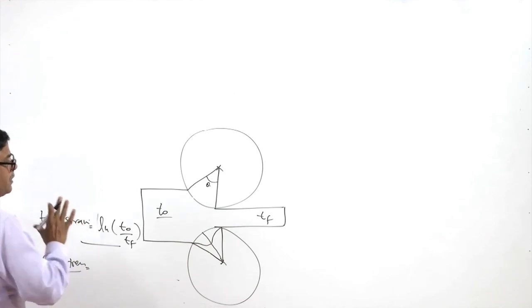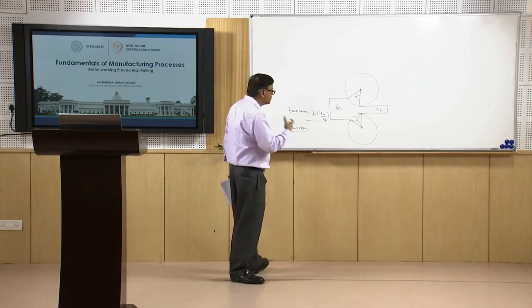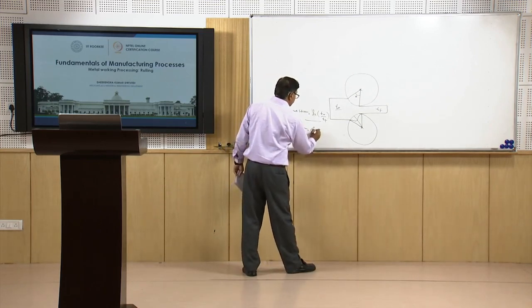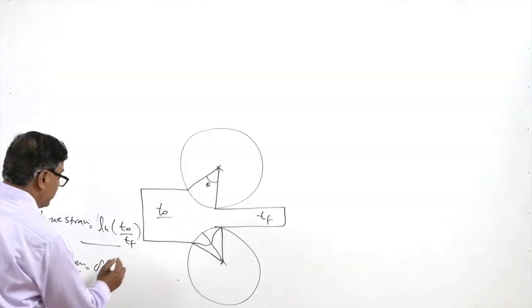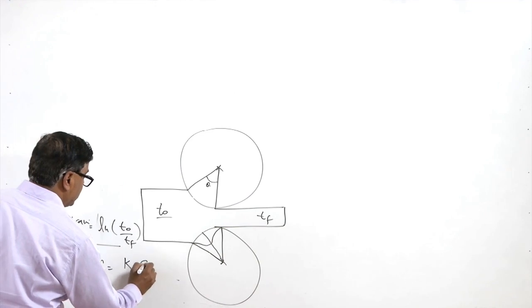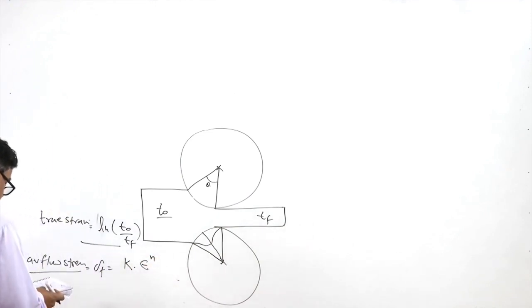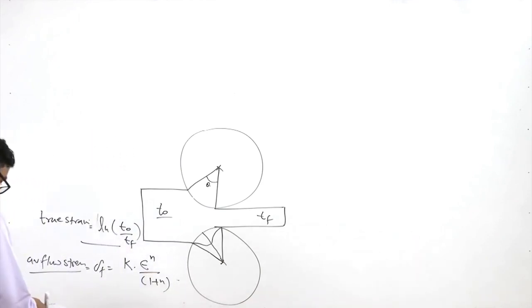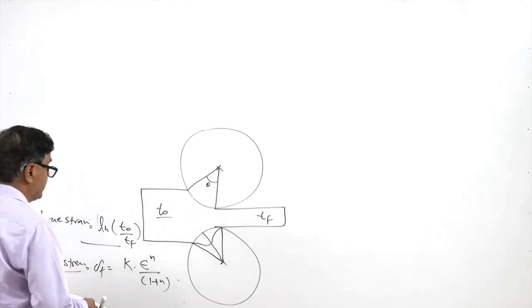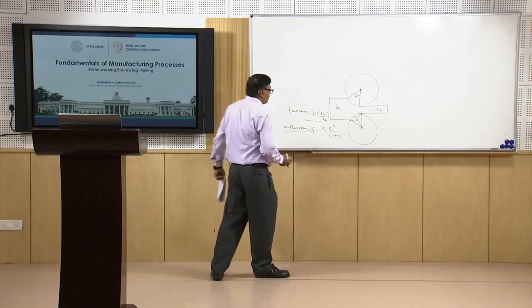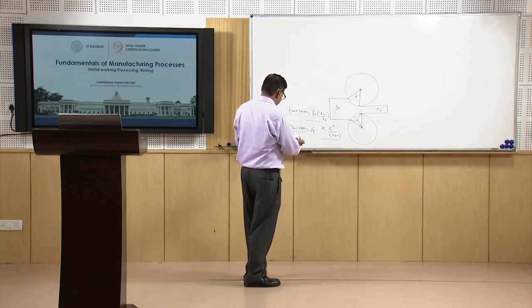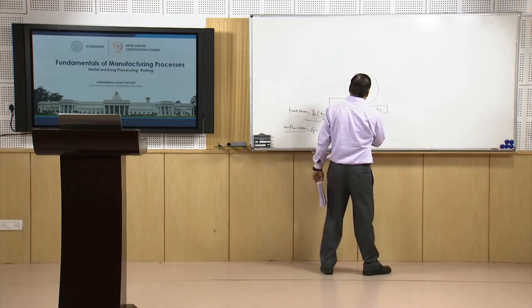Then the average flow stress, under which the metal will be deforming, can be calculated as sigma f, the flow stress, using K, the strength coefficient, times strain raised to the power n, divided by 1 plus n. N is the strain exponent, and K is the strength coefficient. So, this is how the average flow stress can be calculated.